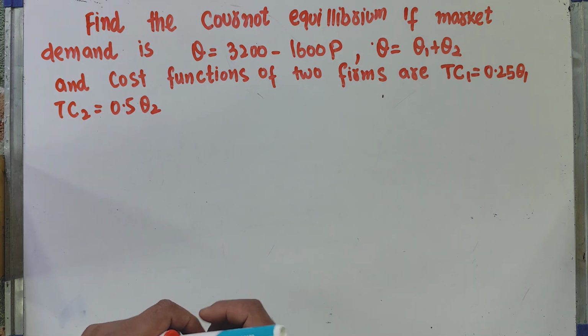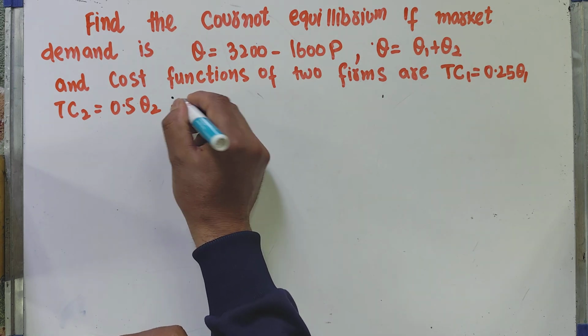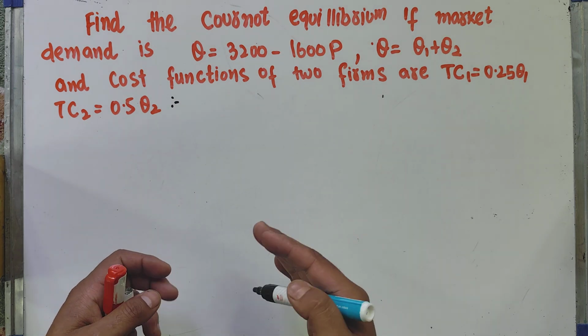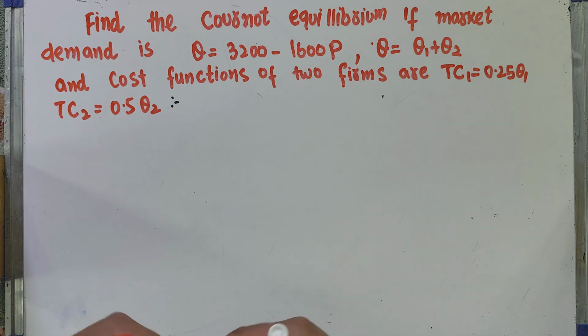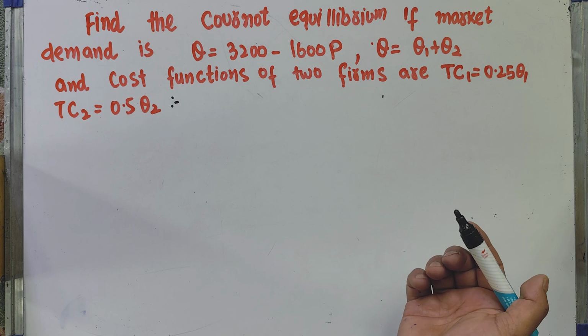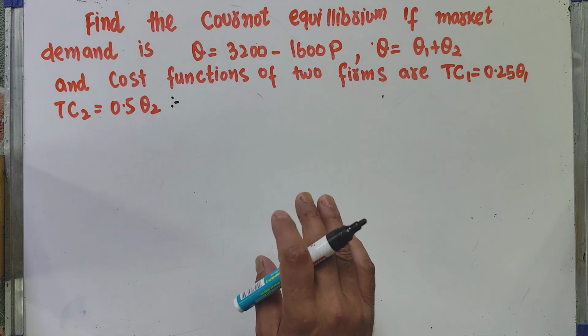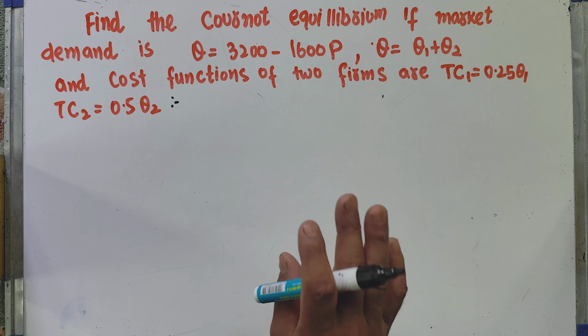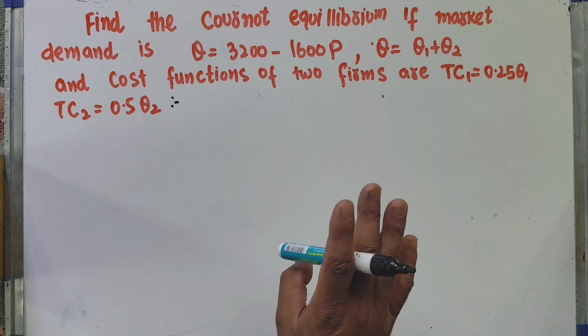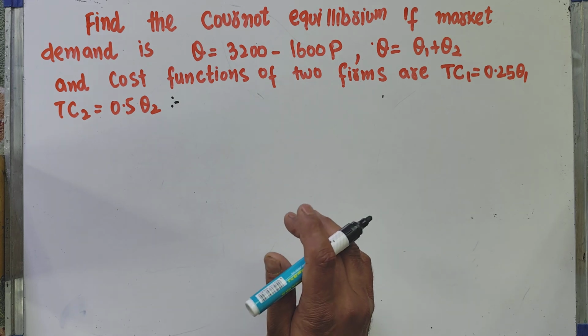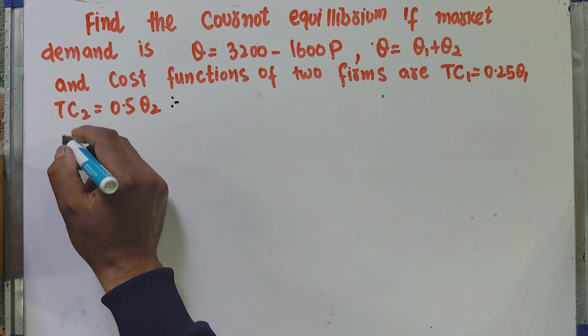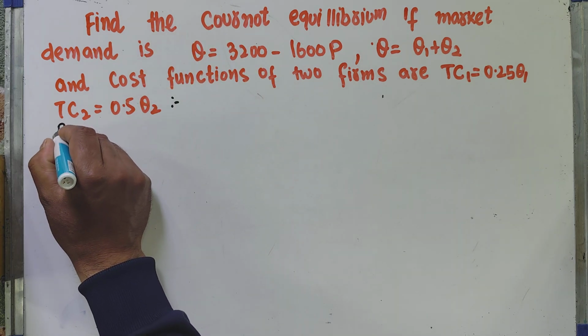So what happens in Cournot equilibrium or Cournot duopoly? Firms compete in terms of quantities: how much one firm will choose to produce given the output produced by the other firm. Here we have two firms. To find the Cournot equilibrium, we need to find the reaction functions of the two firms. I will explain what we mean by reaction function. So let's first find the reaction function of firm 1.